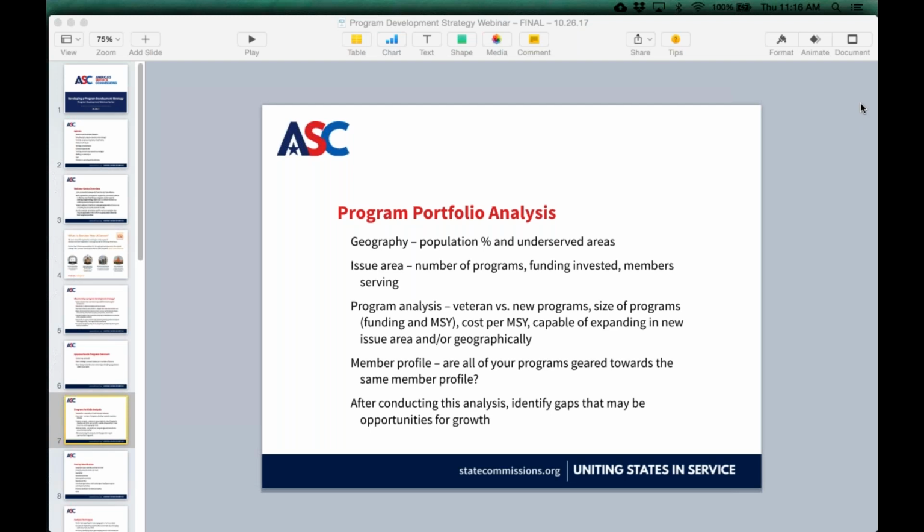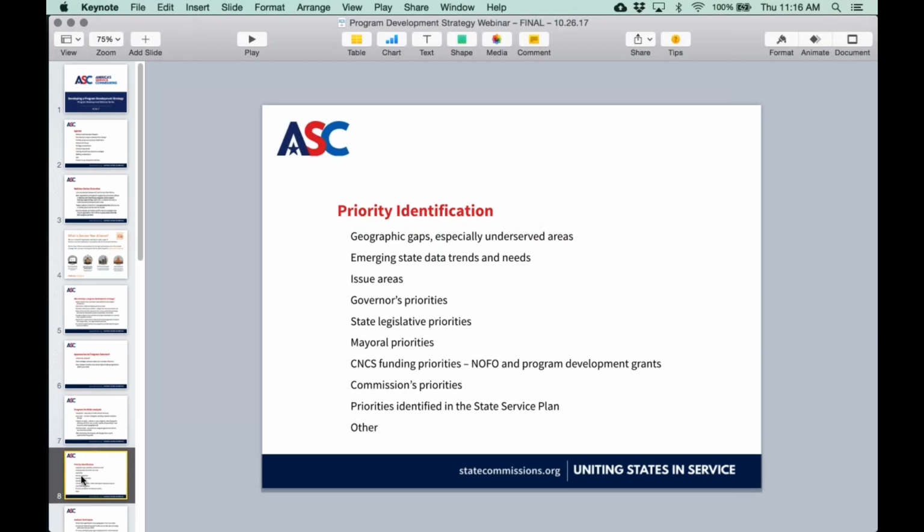presentation. So now that we've done some analysis of your existing portfolio, I want to talk a little bit about program priority identification. This is not meant to be an exhaustive list, but here are some ideas on priorities that you might want to think about. Again, we've talked a little bit about geography already, identifying where those geographic gaps are and thinking about how you want to spread AmeriCorps resources throughout your state is very important.